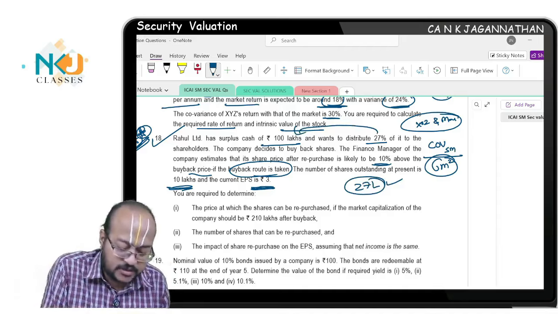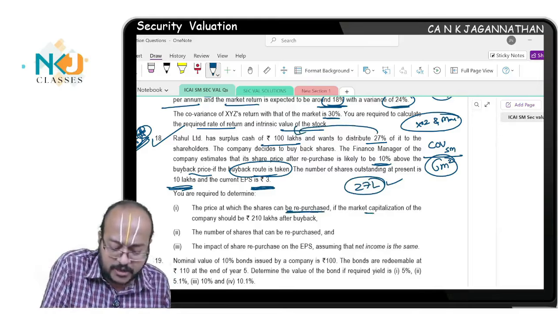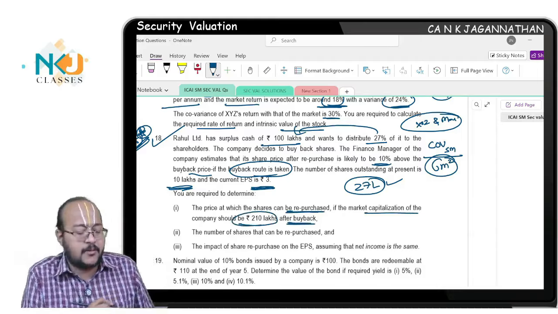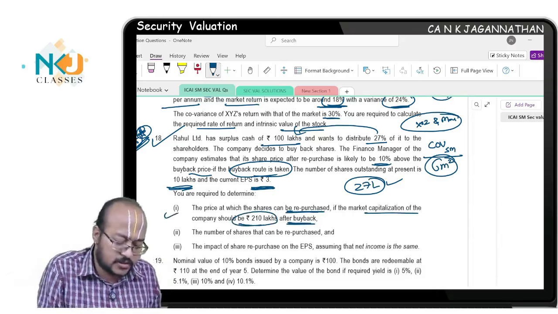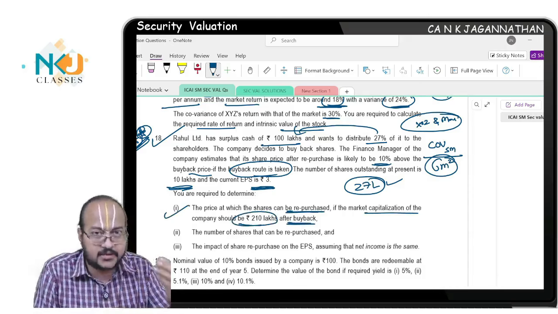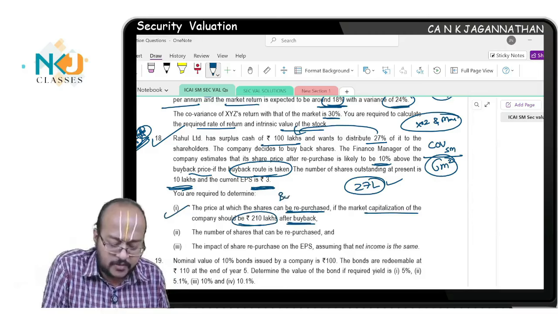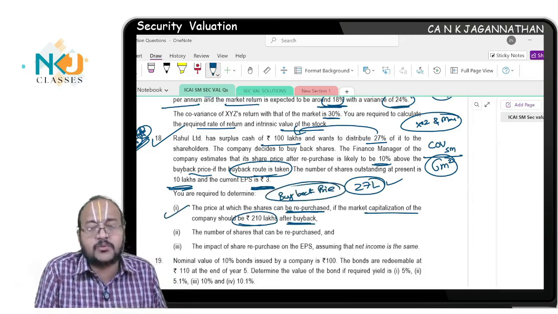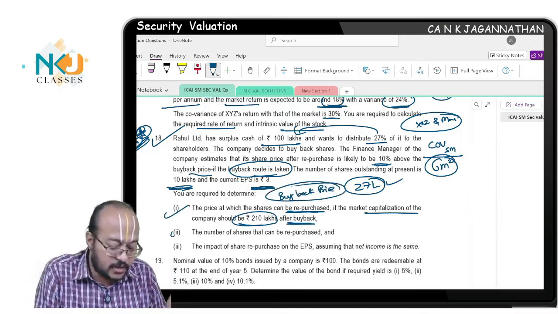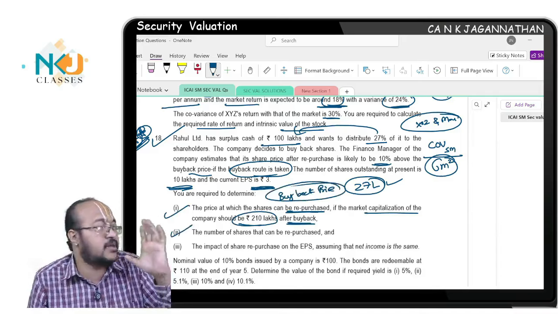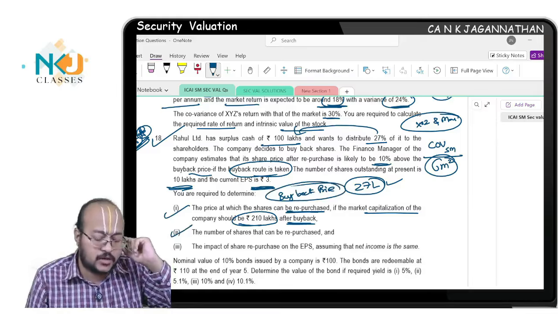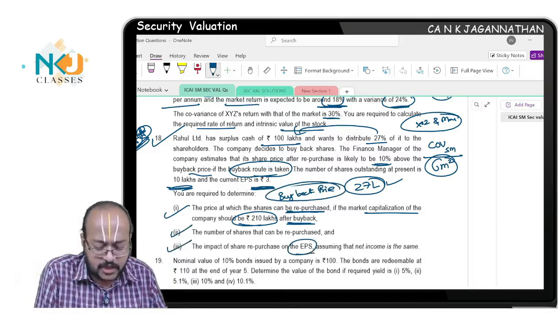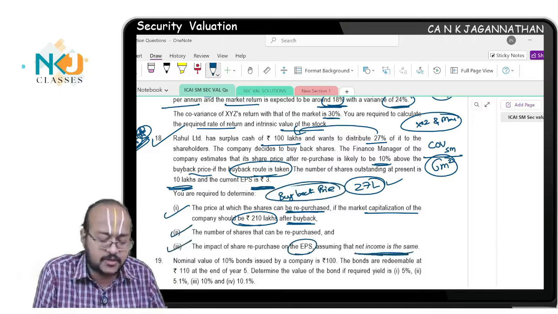The price at which the shares can be repurchased if the market capitalization of the company should be 210 lakhs after buyback. Right? See, they have asked 3 questions here. One is the price at which the shares can be repurchased. This is the buyback price, the price at which the shares should be bought back. That is the question. Next, they are asking the number of shares that can be repurchased. How many shares are to be repurchased? Then the impact of the share repurchase on the EPS, assuming that net income is the same.